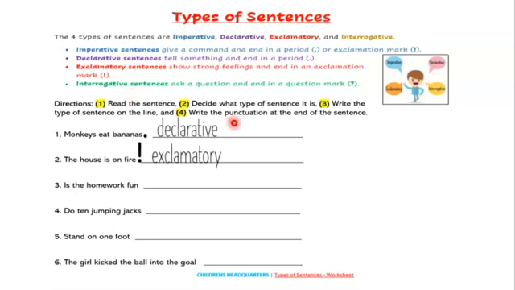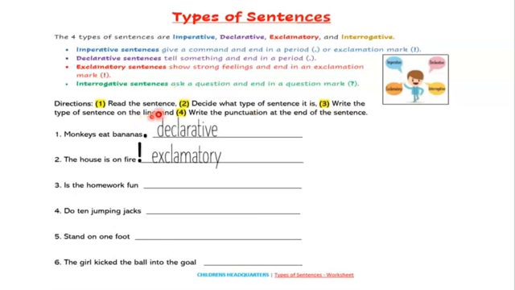So we have to read the sentence, decide what type of sentence it is, write the type of sentence on the line, and then write the punctuation. So let's read this sentence together. Is the homework fun? So let's decide what type of sentence that is. Is that giving us a command? Is it telling us something? Is it showing strong feelings, or is it asking us a question? Yes, I agree. It is asking us a question.